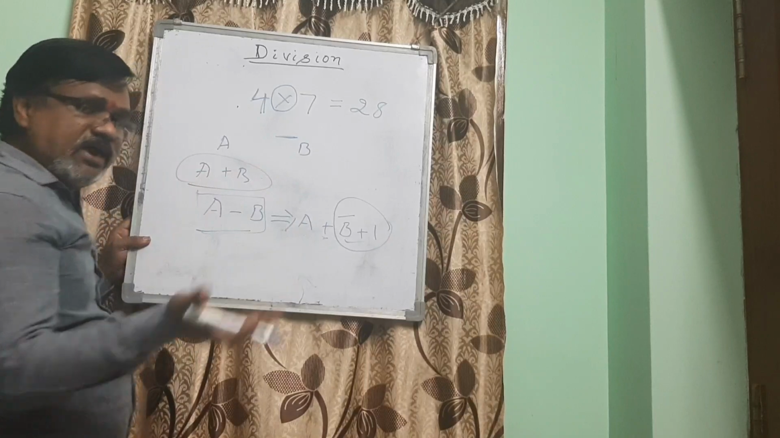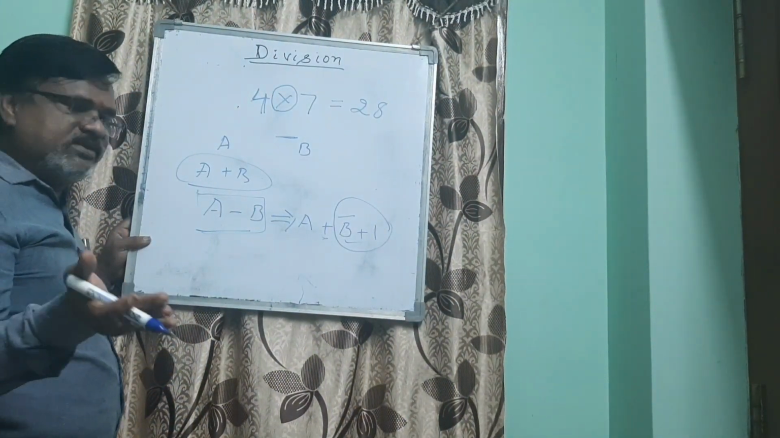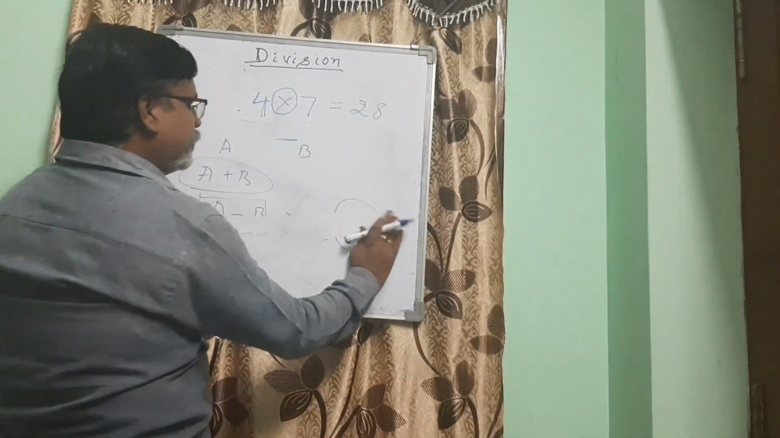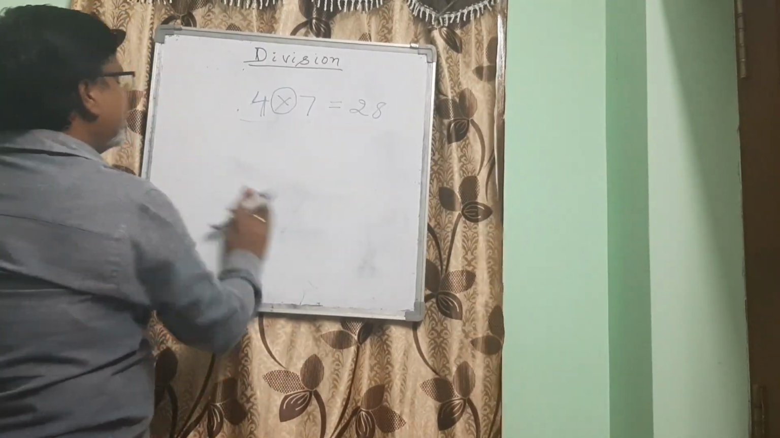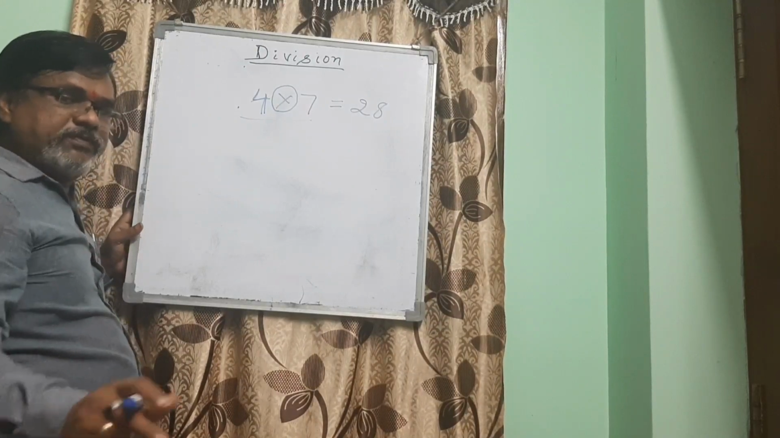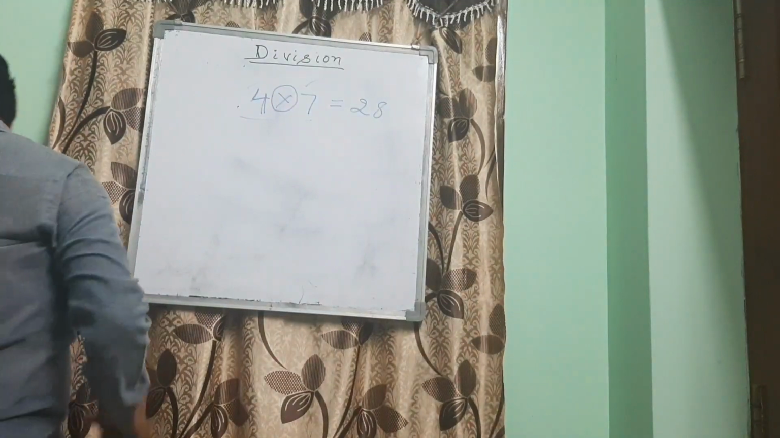Even subtraction itself doesn't have a specific meaning in the digital computer, just as multiplication doesn't. So the multiplication in your computer is performed by using addition only. The multiplication in your computer is performed by using addition only. How? See, 4 is one input, 7 is another input.